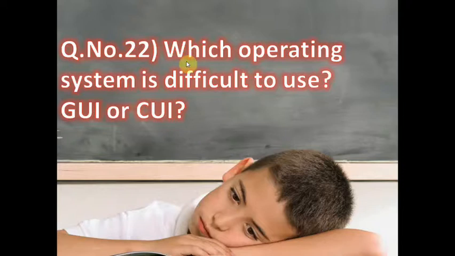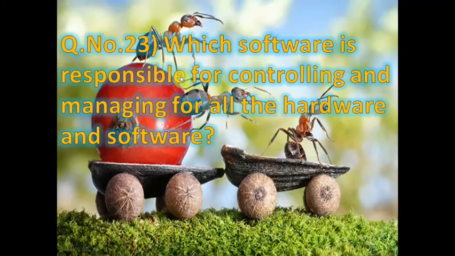Now question number 22, which operating system is difficult to use, GUI or CUI? Here the option is also given, GUI or CUI. Which operating system is difficult to use? Now next number 23, which software is responsible for controlling and managing all the hardware and software? It means which software is responsible for controlling and managing all the hardware and software components of the computer system?